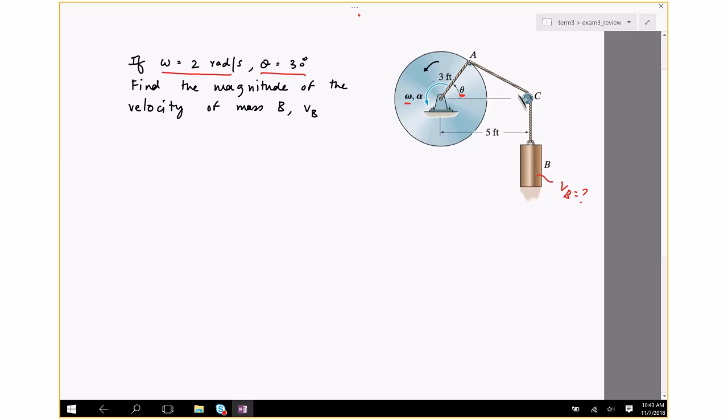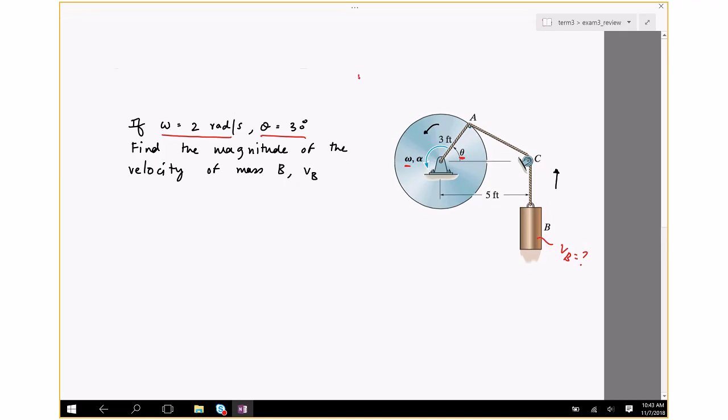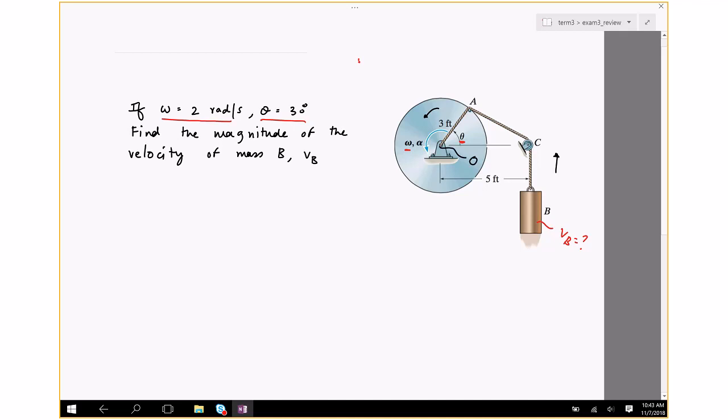If this thing turns counterclockwise, then B is going to clearly move up. Let's call this point O. As OA rotates, the length OA remains the same, right? It won't change. But as OA rotates, the length AC is going to stretch. It's going to pull up some length of the cable from CB, and so AC is going to grow in length equal to the amount BC is going to shrink.